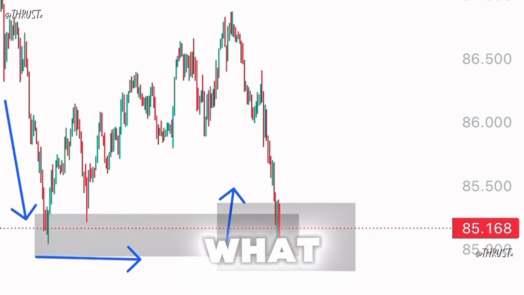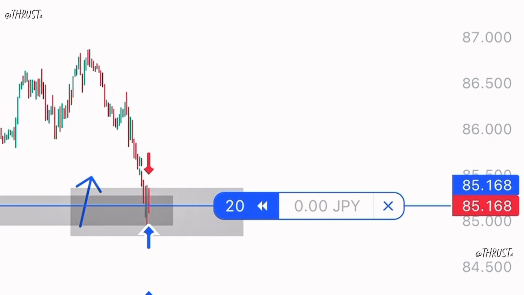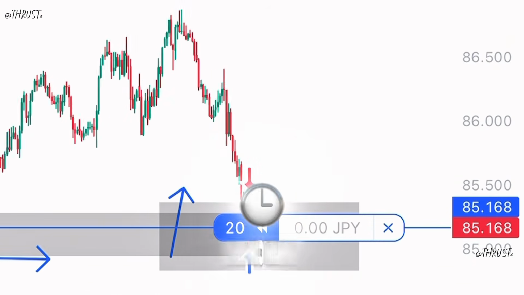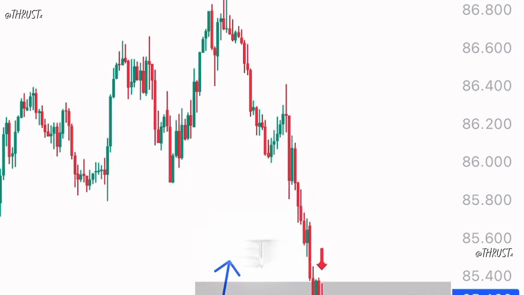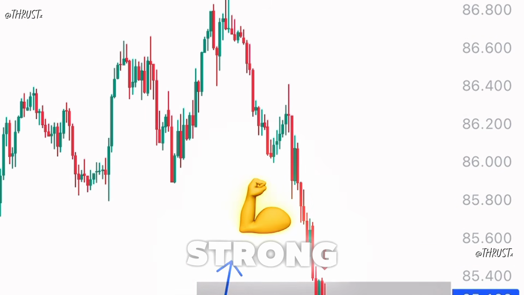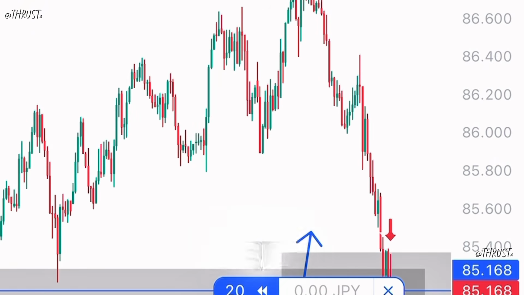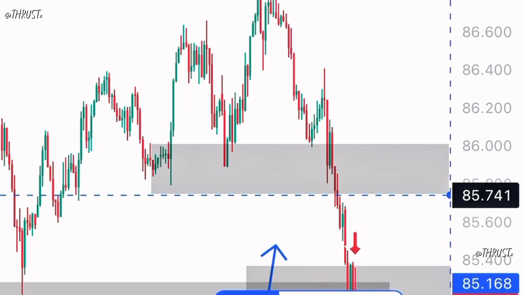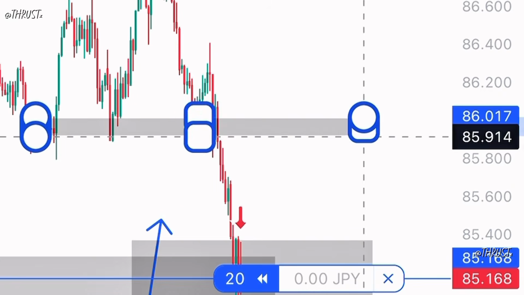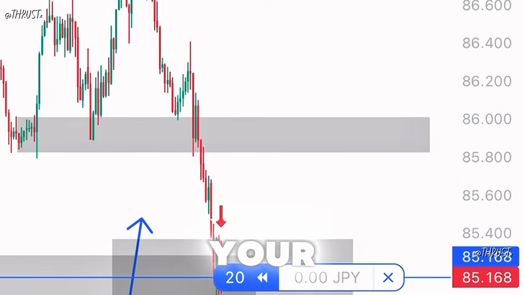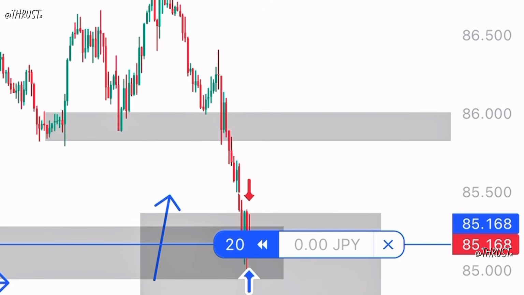That is what matters. Okay, so here, now that it has reached, you put your buy. Okay, since it's a strong buying point, when you put your buy, then you wait.